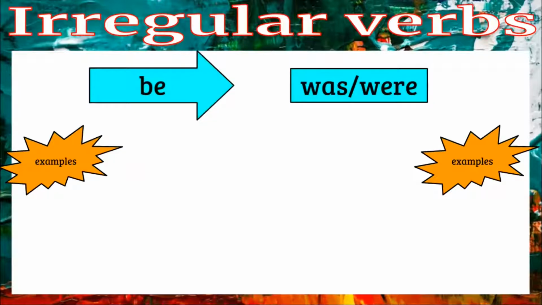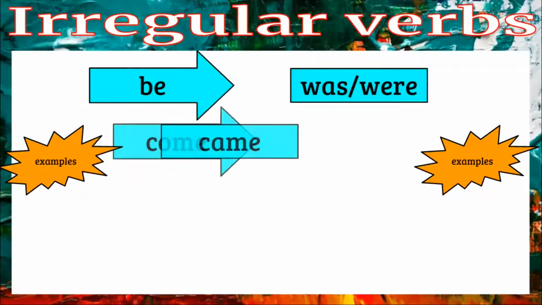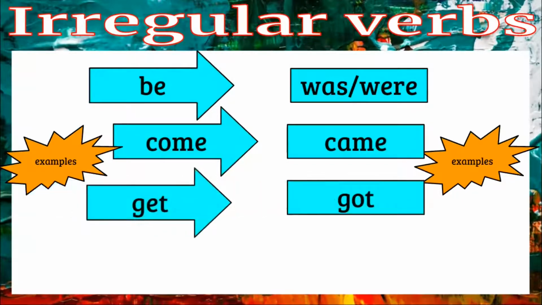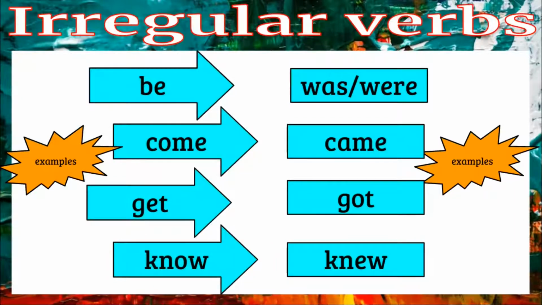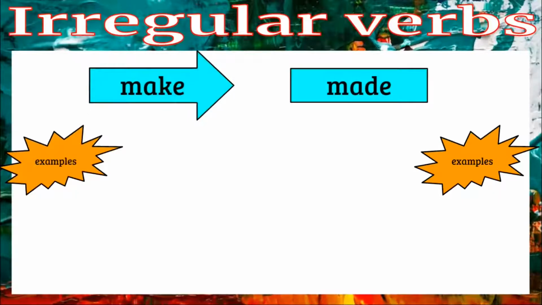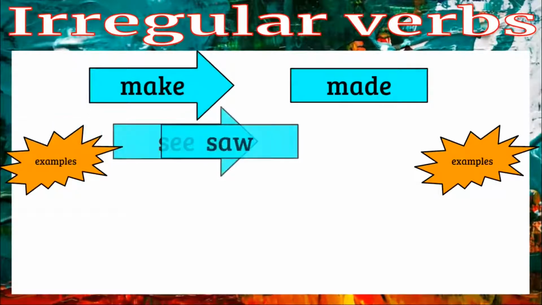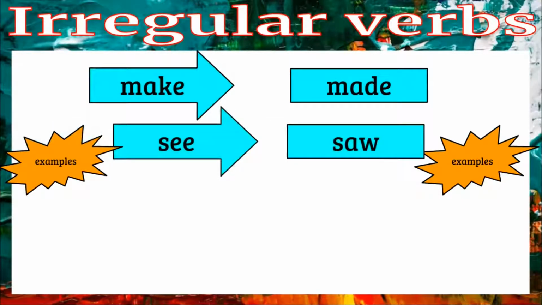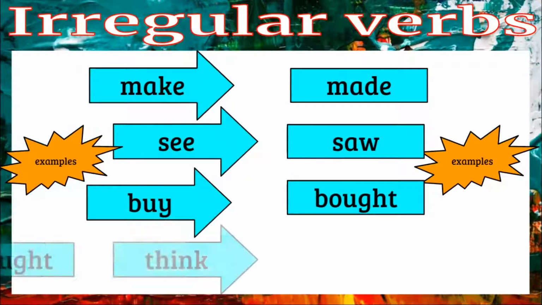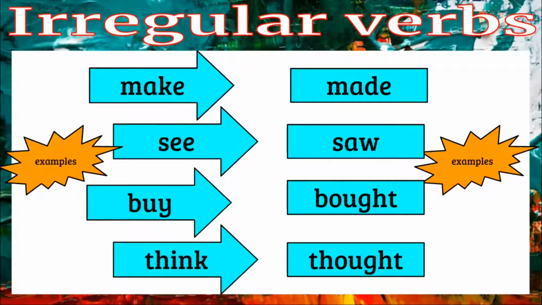Be, was, were. Come, came. Get, got. Know, knew. Make, made. See, saw. Buy, bought. Think, thought.